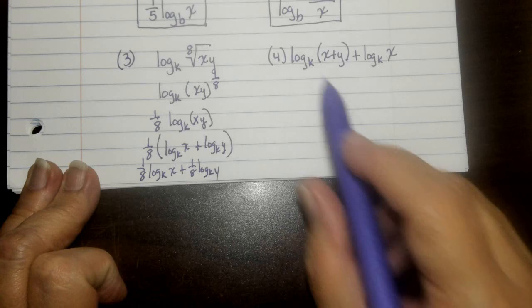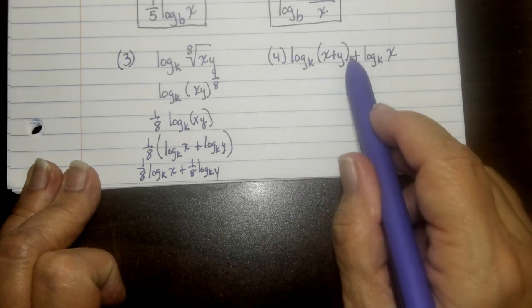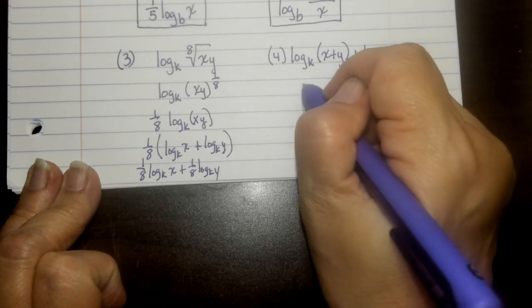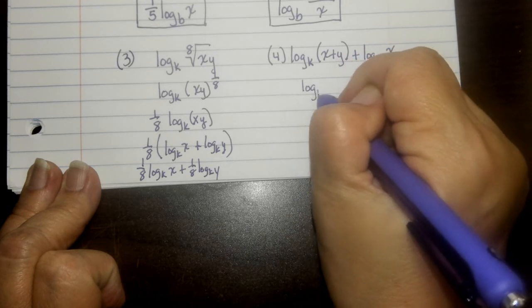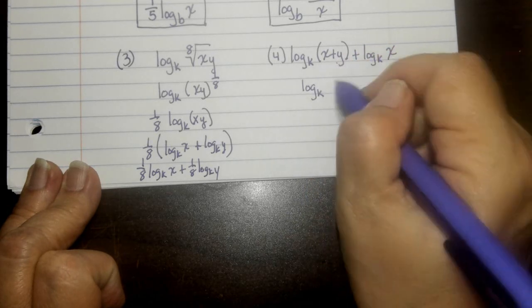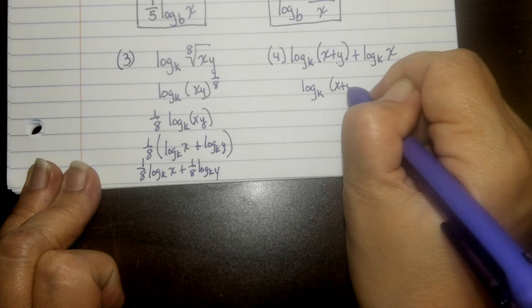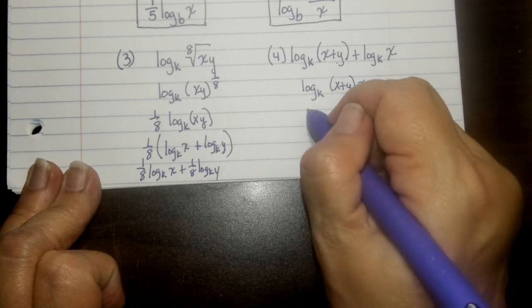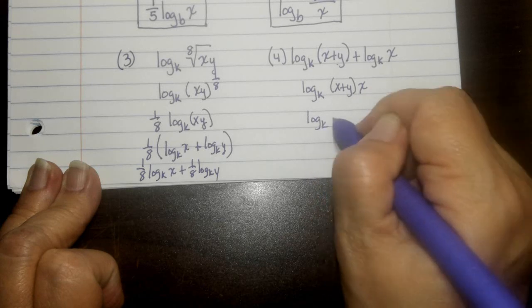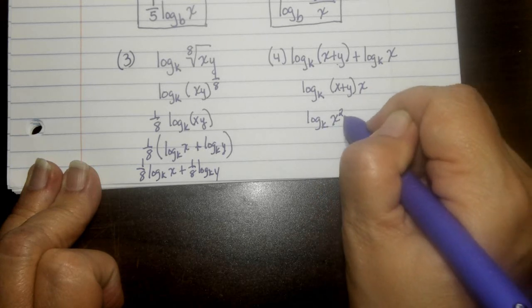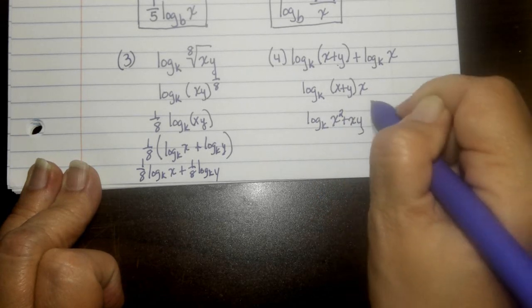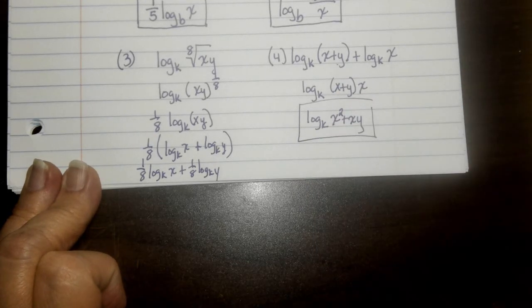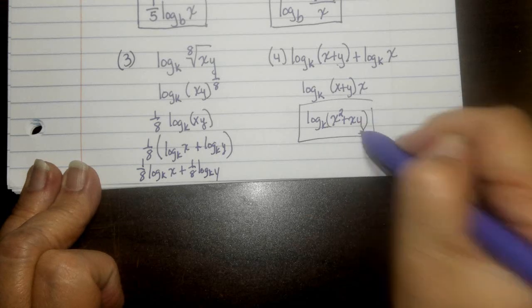Alright, for number 4, I am adding 2 logs together, so that's my product property. That means that these two need to be multiplied. And then I would just go ahead and distribute the x and get x squared plus xy. Parentheses.